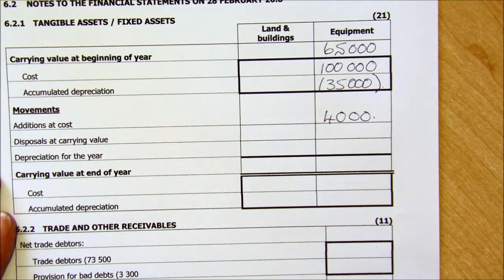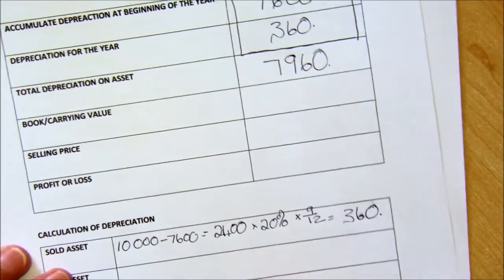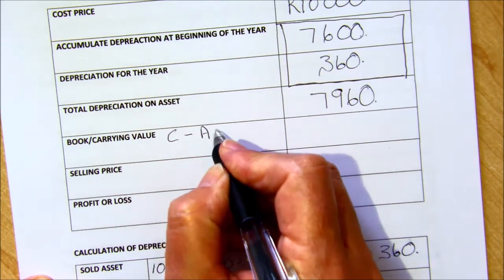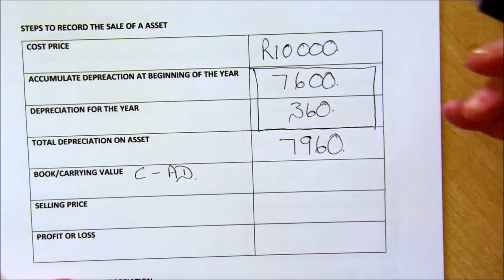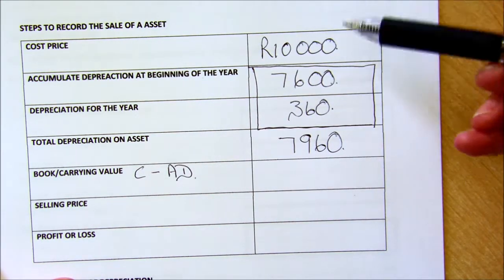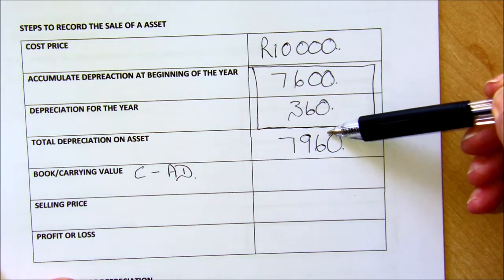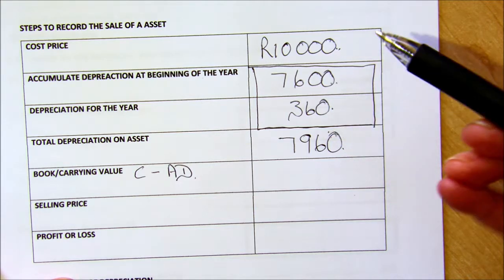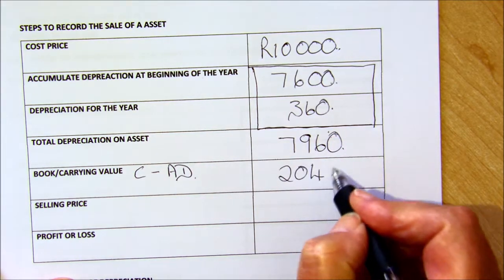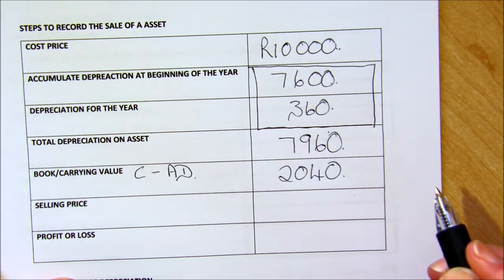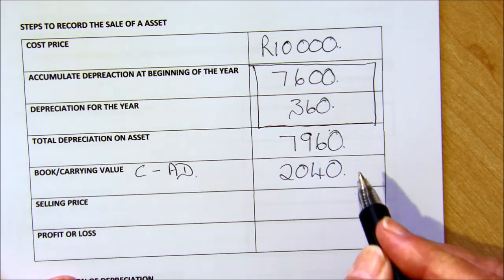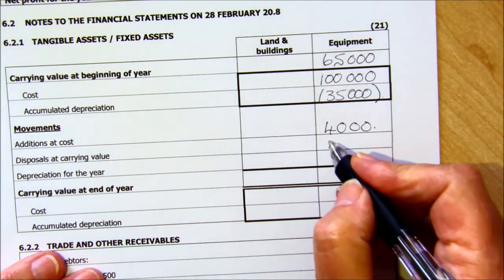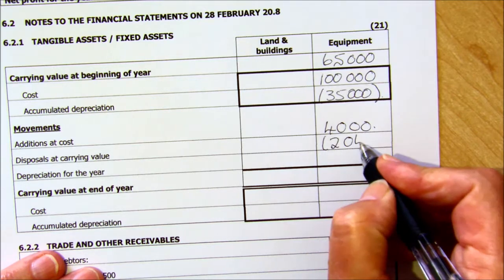So we need to know what the carrying value is of this asset we sold. And remember, the book or carrying value is the cost price minus the accumulated depreciation. Now if you're working with this, you've got those figures. The cost was 10,000. The total depreciation that has been written off is 7,960. And therefore, your book value is 2,040. That is the book value on the date you sold, and that is the figure that goes into your financial statement.